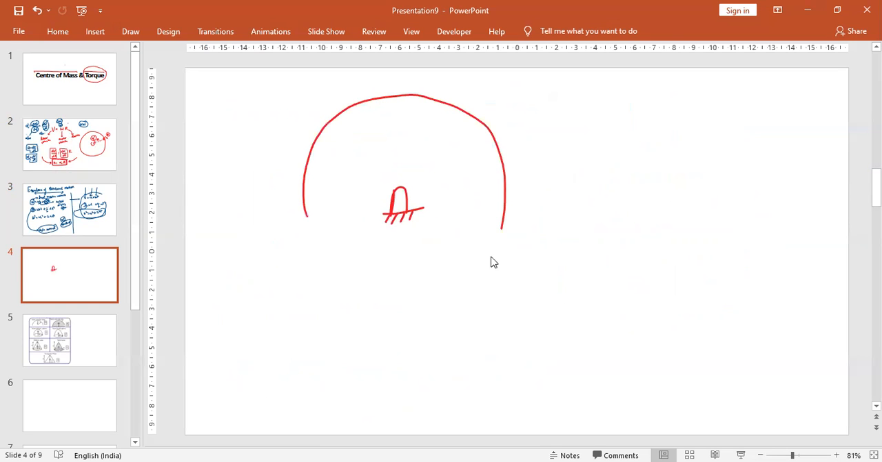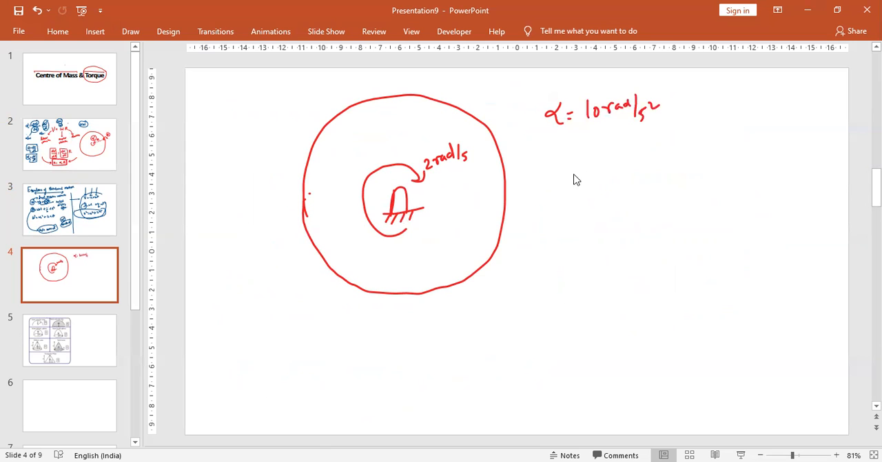Suppose that we have a wheel, and the wheel is initially rotating with 2 radian per second, and suppose alpha is given to be 10 radian per second square. So my question is, find omega and theta after 10 seconds. So you have to find out what will be the angular velocity after 10 seconds and what will be the angle covered in 10 seconds.